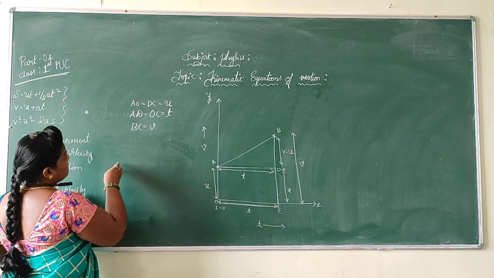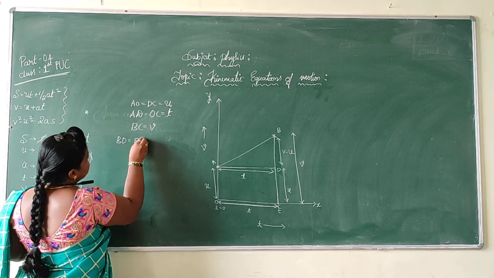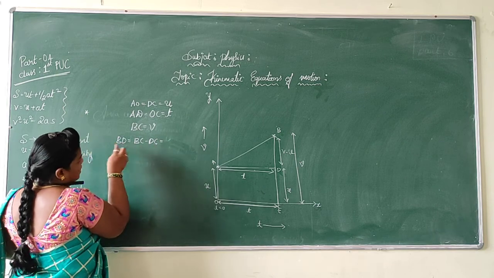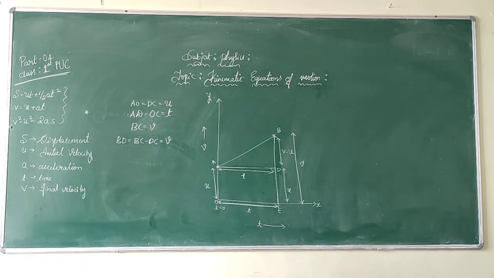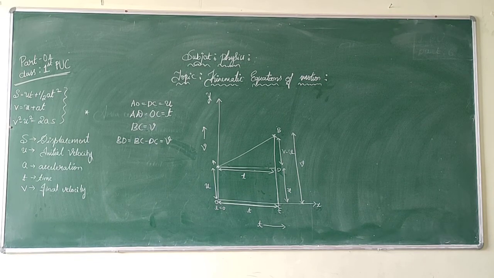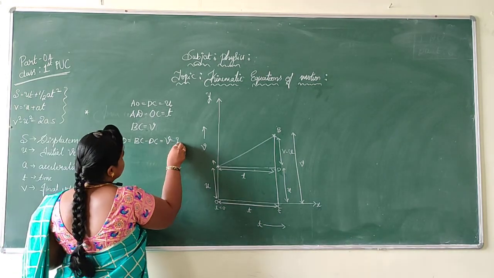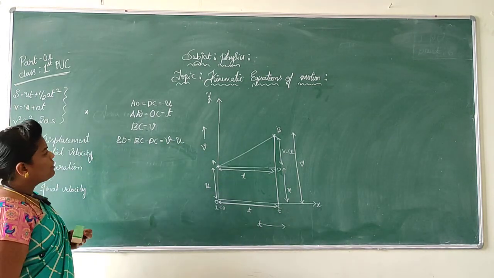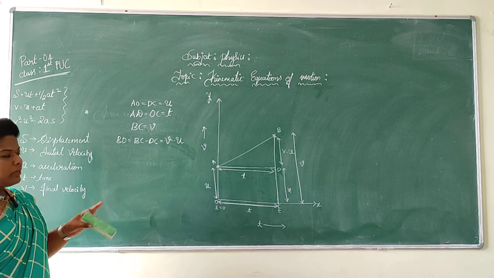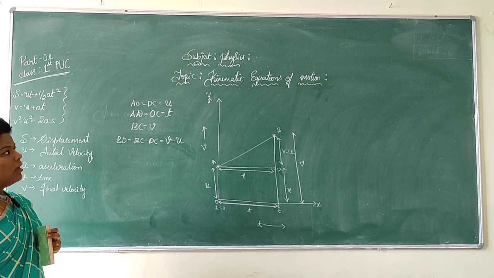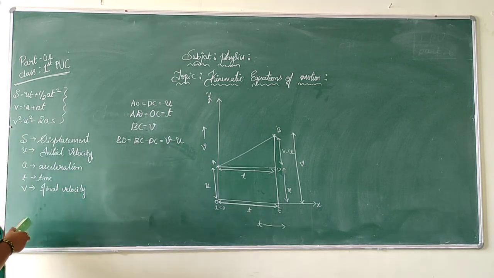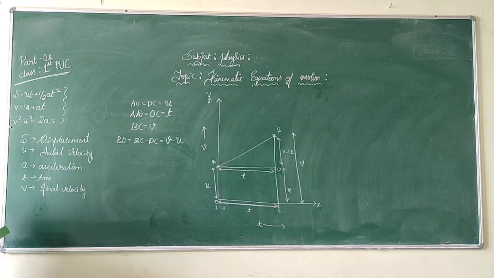So first write that BC minus DC. So what is BC here? BC is v, and the value of DC is u. So the value of BD is v minus u. Finally, we noted down the things which were present in the graph. Now let us continue. What should we do now? Now we should proceed to the derivation of these three equations.